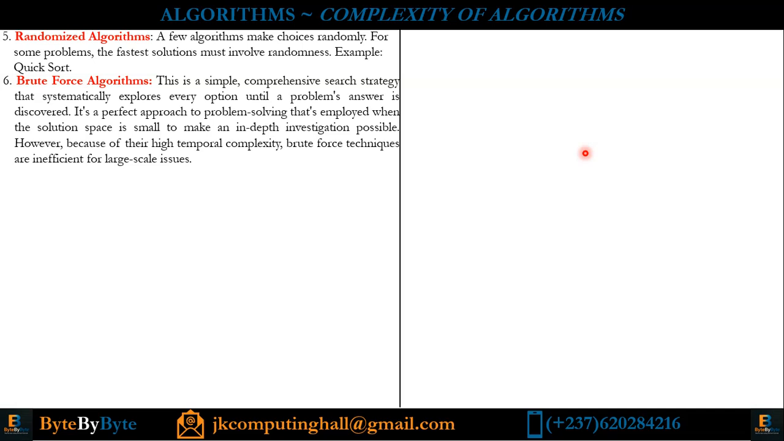Let me take an example. Imagine you have a phone that has a password, and there are only 10 possible passwords that can unlock the phone. A brute force algorithm will be used here whereby you are going to try password 1, password 2, password 3, until password 10, until we find the one that unlocks the phone. So here we use all the different possible solutions until we find the one that is perfect for the problem. That's what we call a brute force algorithm.